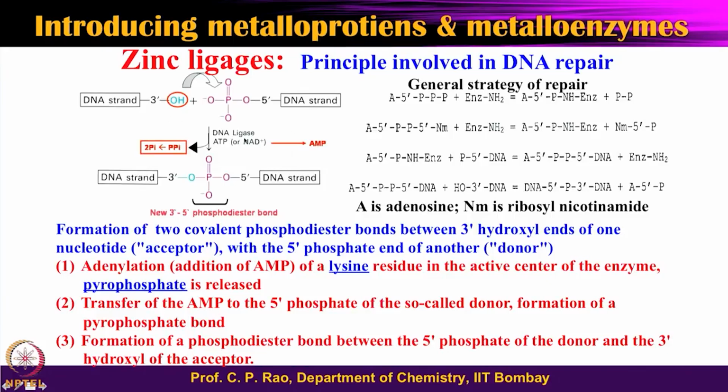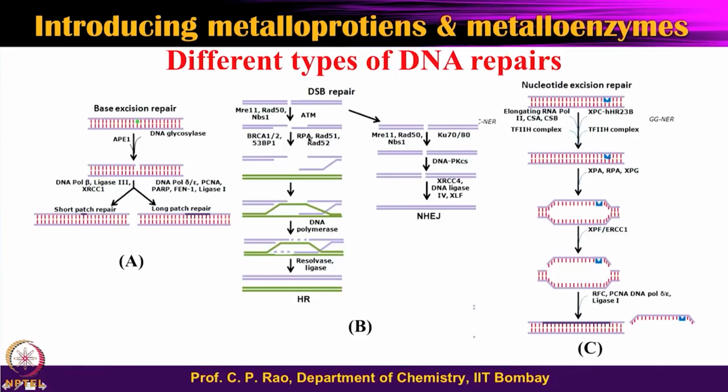So, you are making the bond. These are how you actually repair. Initially it is converted into the adenylated form, etc. A is adenosine, NM is the ribosyl nicotinamide, and these have to bind to the enzyme and then do the reaction. So, I would say you do not need to go into more detail of this, but you better understand this principle part of it. It is only just the principle part of it.